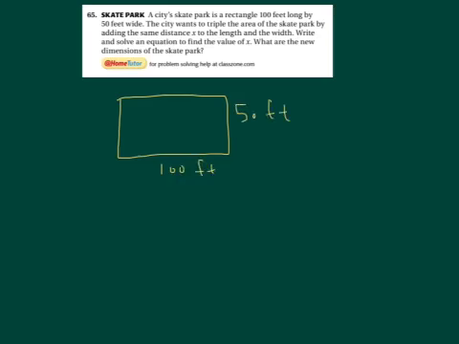And what they want to do is they want to triple the area. Well, first, how about we calculate the area? Now, I know that they use length and width. I prefer base and height. So 50 times 100 gives us 5,000. And technically that 5,000 is square feet. They want to triple that area. So 3 times 5,000 would be equal to 15,000 square feet. That's going to be our new area.